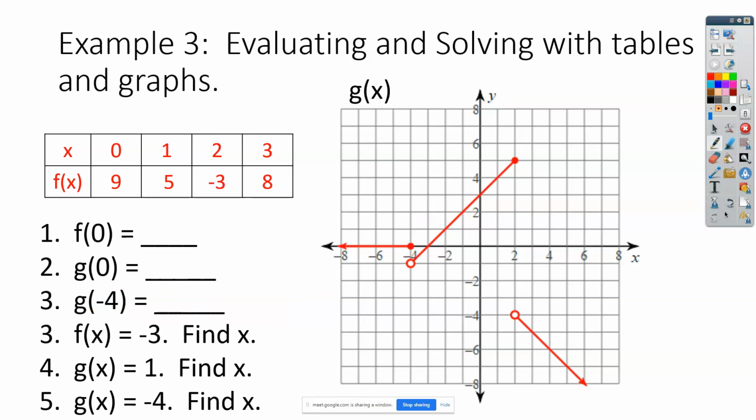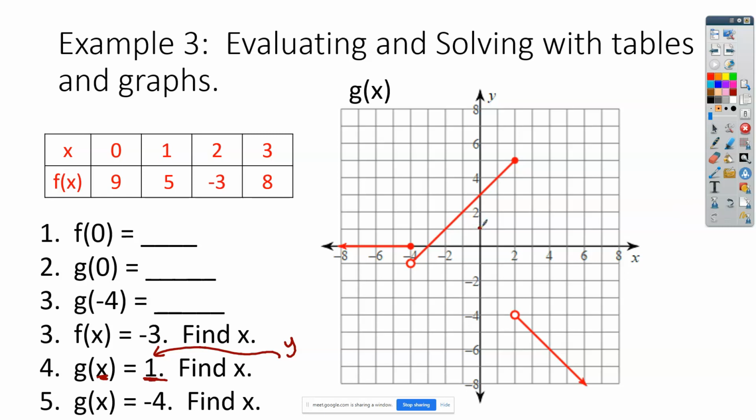Now, for number 4, g of x equals 1. Now, in this case, I'm not giving you the x. I'm giving you the output instead. And when you're looking at a graph, the output is the vertical axis, which usually is going to be the y variable. Okay? So I'm telling you y equals 1.